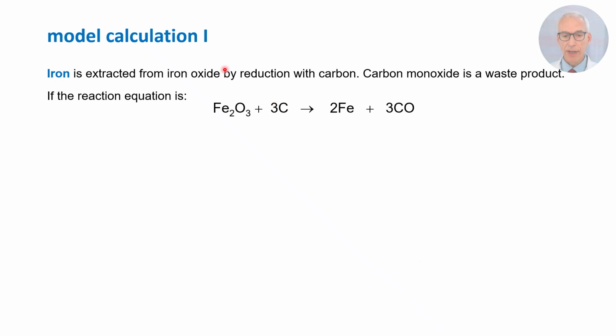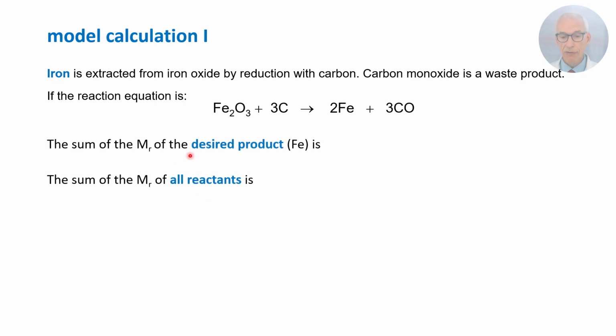So let me carry out one model calculation for you, and then on the following slides there's a couple of problems. Iron is extracted from iron oxide by reduction with carbon. So the desired product is iron. Carbon monoxide is a waste product. Here is the reaction equation. I'm going to show you how to calculate the atom economy.